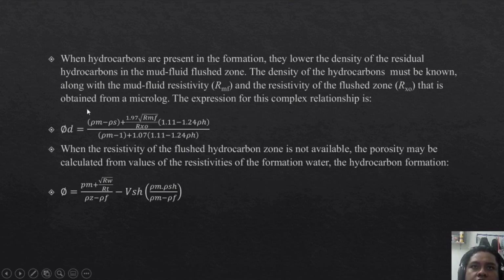And finally, we have this formula for the porosity, and then we have the formula for the porosity itself. Thank you, madam, for listening to my presentation.